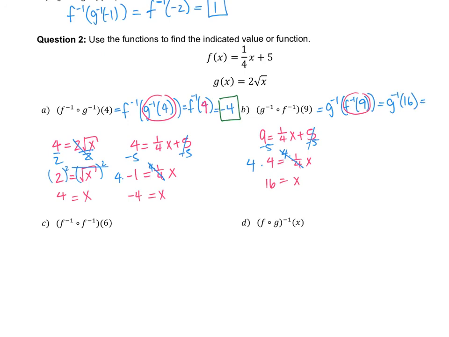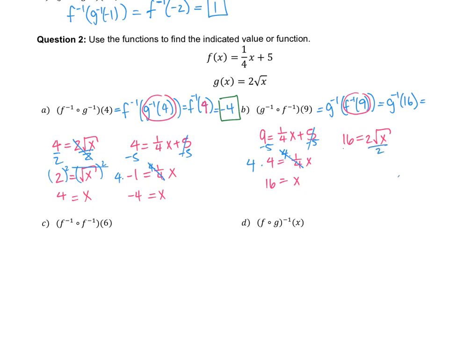So again, this is an inverse, so that means 16 here is a y. You're going to plug that in for the y value for g. So 16 equals 2 square root of x. Notice how all this math here is being done to the side, and then I'm just replugging it in. This is probably the most organized way to do it.